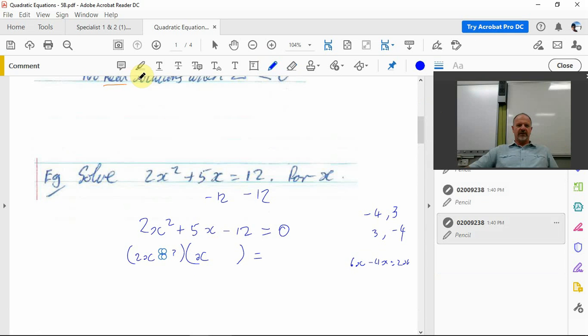So plus 3 and minus 4. So 2x times minus 4 is minus 8x, plus 3x. That doesn't work either because that's minus 5x, but it's close though. It's minus and we want plus.